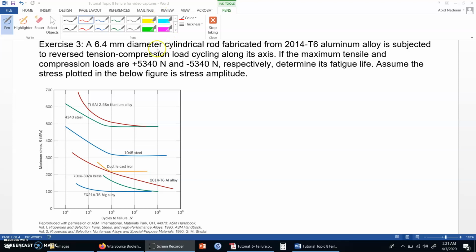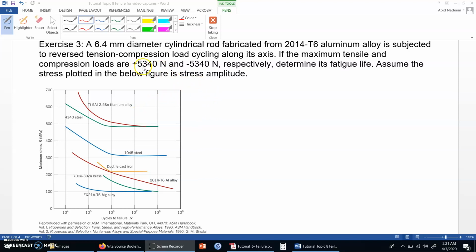So the next question is a 6.4 millimeter diameter cylindrical rod fabricated from 2014 T6 aluminum alloy is subjected to reverse tension compression load cycling along its axis. If the maximum tensile and compressive loads are 5340 Newton and minus 5340 Newton respectively, determine its fatigue life. Assume the stress plotted in the figure below is the stress amplitude. So we need to first find the stresses.